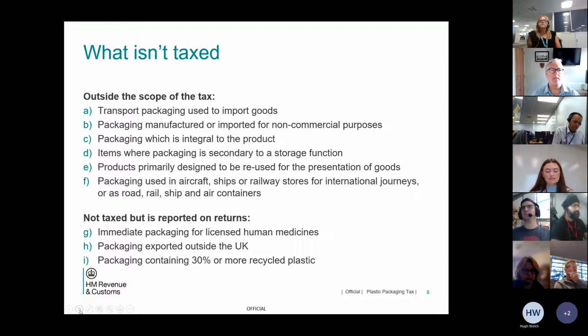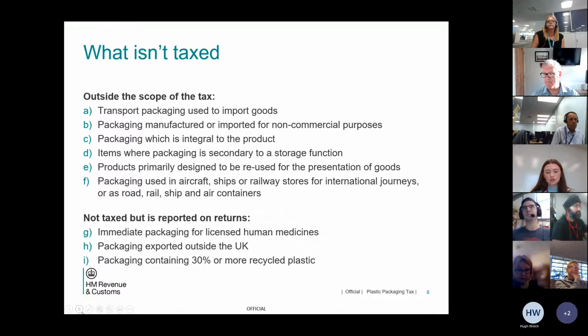For what isn't taxed, I've split this into two groups. The top group is completely outside the scope of tax. By this, I mean it isn't taxed and you don't report it on a return. First here is transport packaging used to import goods. For example, pallets and pallet wrap used to group products together and secure consignments of products to pallets during the delivery of goods into the UK.